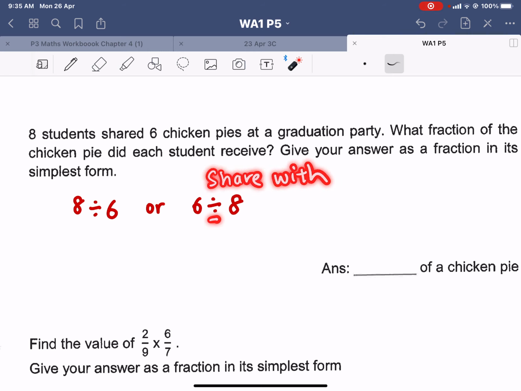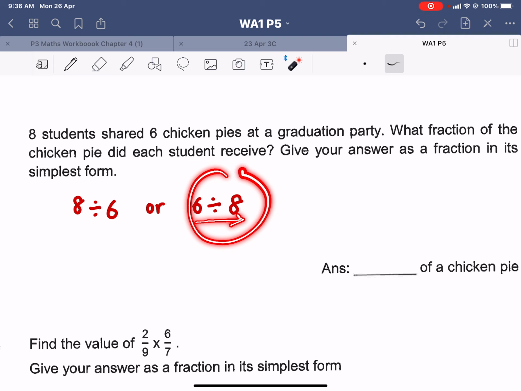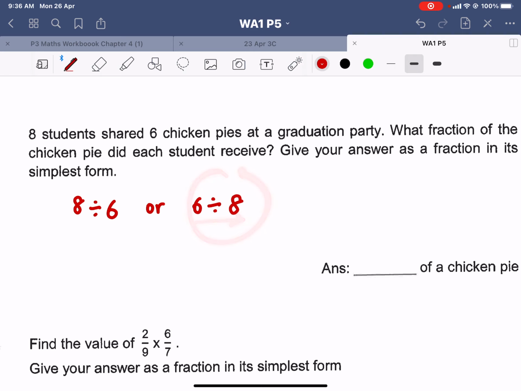So when we read the statement, are we reading 8 students share with 6 chicken pies, or 6 chicken pies share with 8 people? Alright, in this case, this makes more sense: 6 pies to share with 8 students. So 6 divided by 8 is the same as 6 over 8. Simplest form, we divide it by 2, you get 3/4. So each student gets 3/4 of a chicken pie.